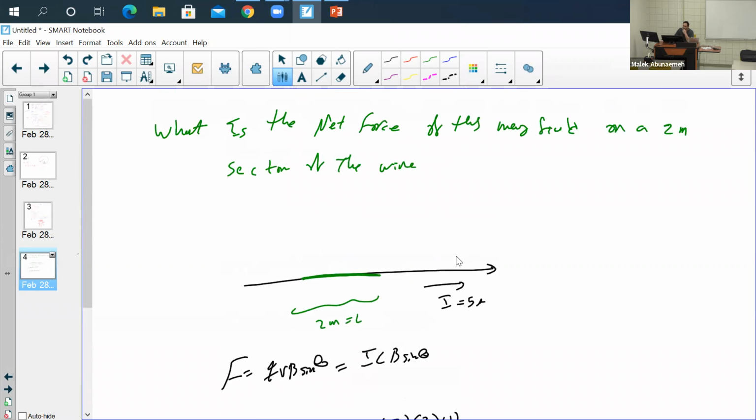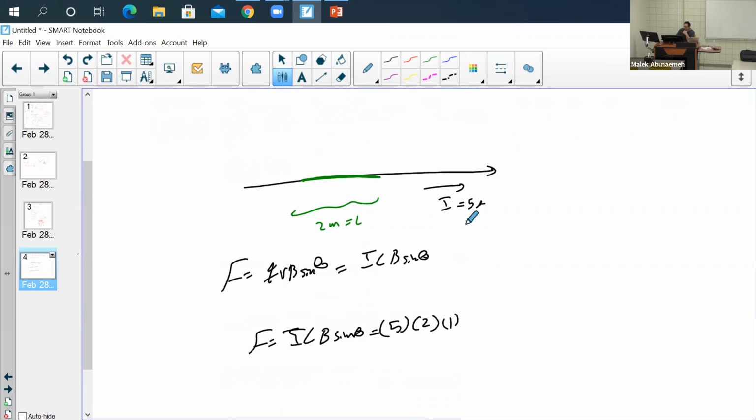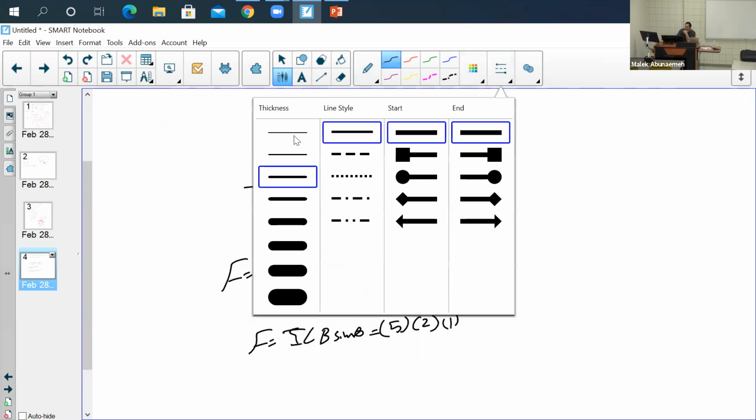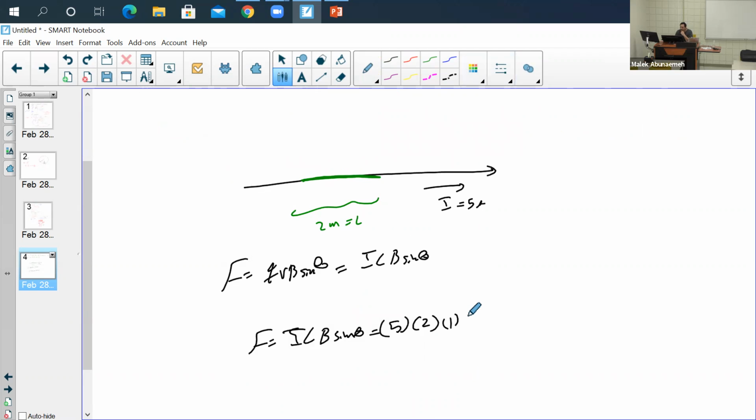Let me go ahead and write this down, where your magnetic field equals 1. Forgot to write this down. So your force is going to be 2 times 1 times 5 multiplied by sine of 90 degrees, which is going to equal 10 newtons.